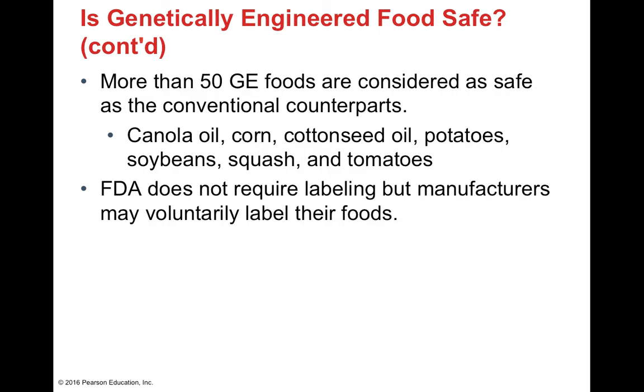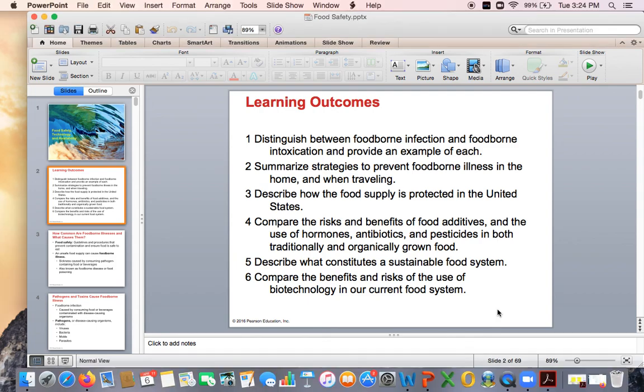At this time, we have over 50 GE foods that are considered safe, or at least just as safe as their conventional counterparts. We have genetically engineered canola oil, corn, cottonseed oil, potatoes, soybeans, squash, and tomatoes. However, at this time, the FDA does not require labeling for genetically engineered foods. However, manufacturers are allowed to voluntarily label their food.